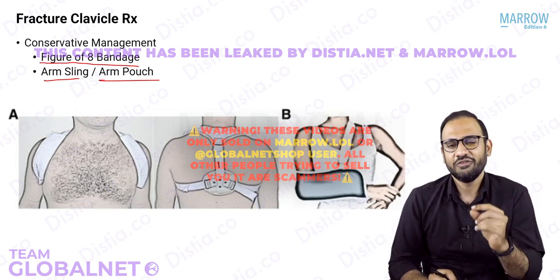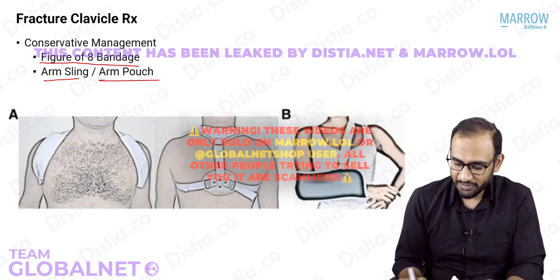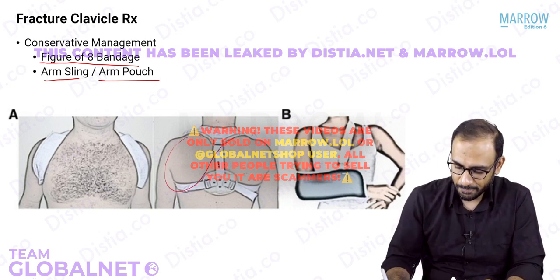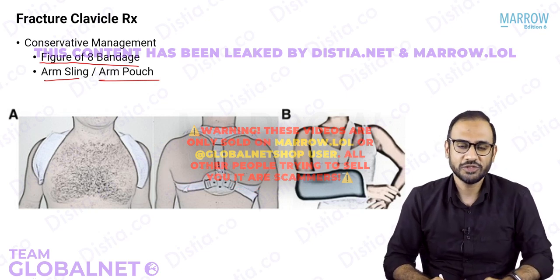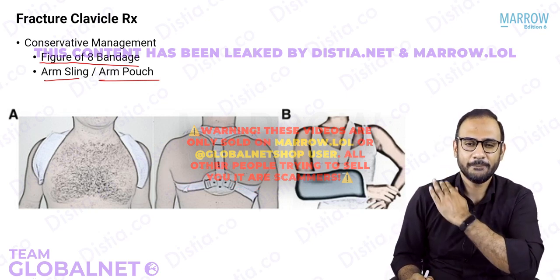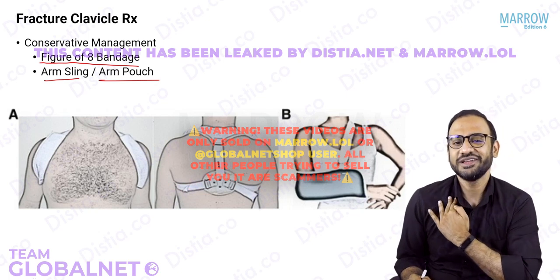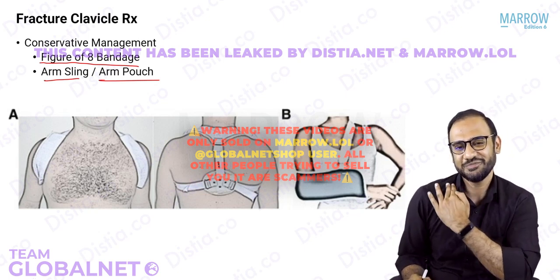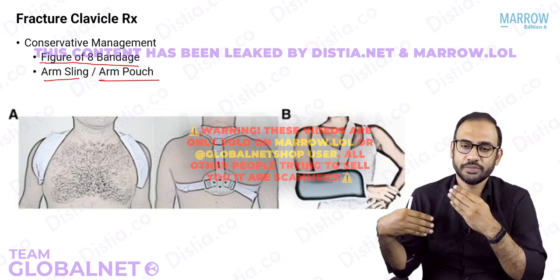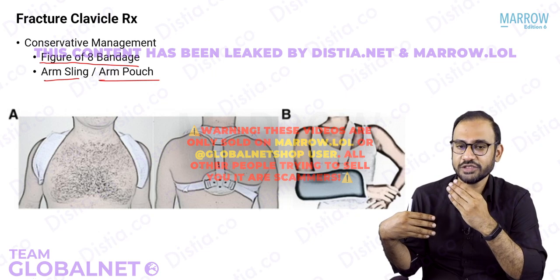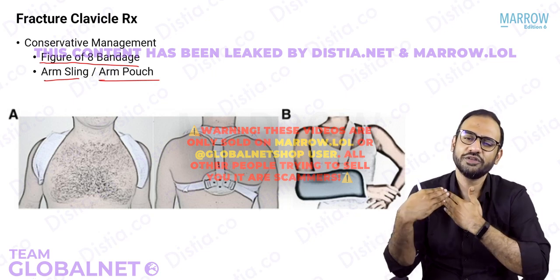Now please understand what is the principle behind it. Figure of 8 bandage, it's in the shape of 8. That's why it's called figure of 8. Now what is its purpose? The purpose of figure of 8 bandage is to basically bring the medial fragment down. It is bringing the medial fragment down because this is the displacement. The displacement is like this. So the medial fragment is going up, right, because of the fracture. So the aim is to bring it down. So how will you bring it down? With a figure of 8 bandage.